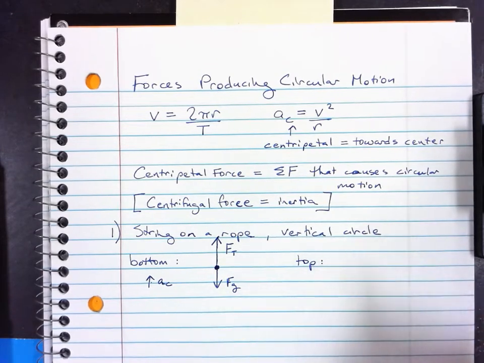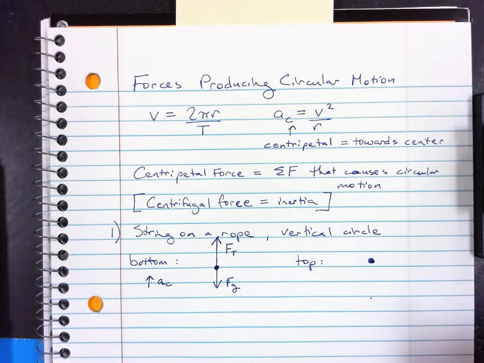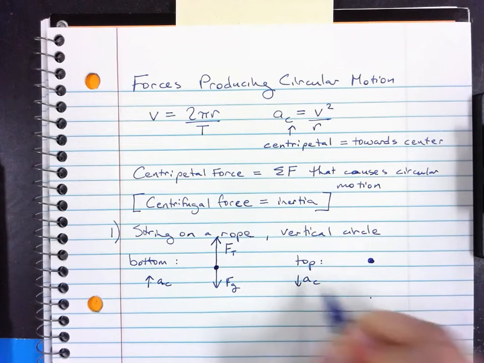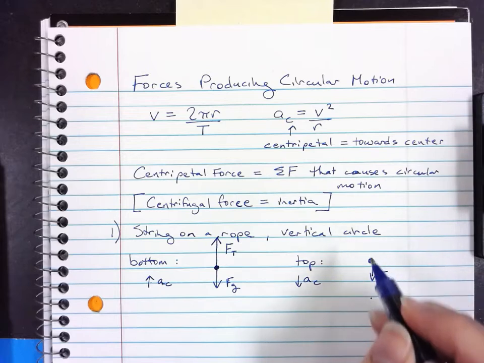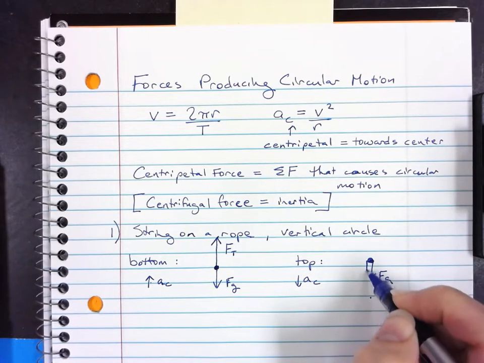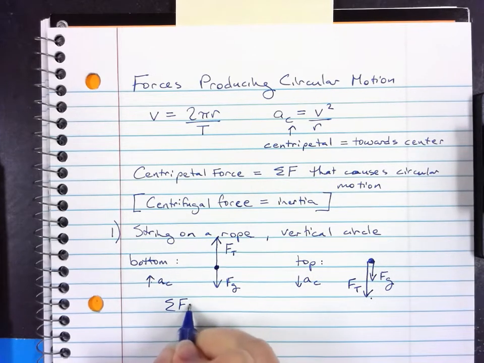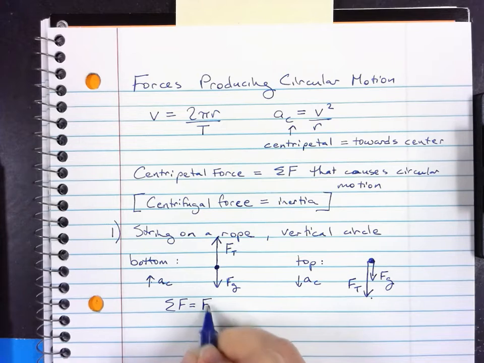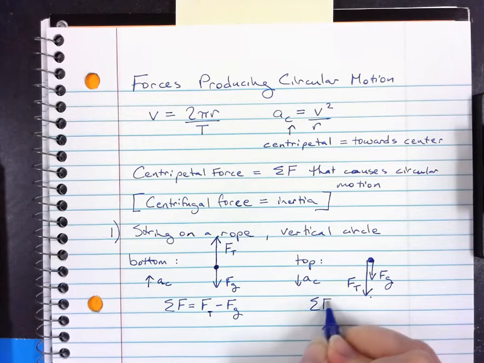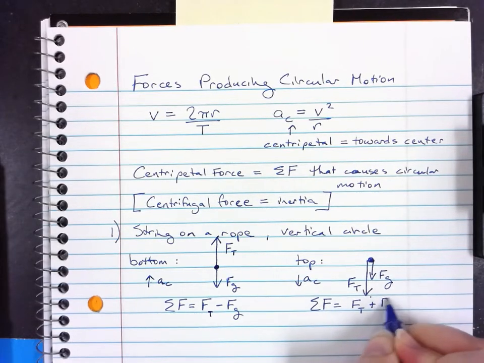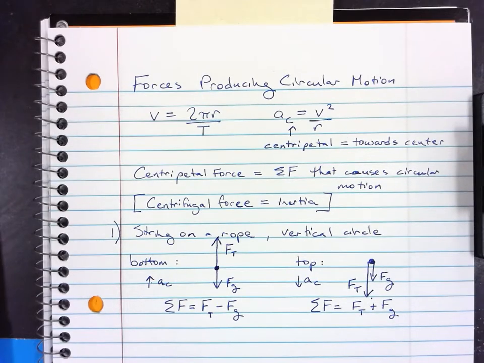At the top, we're at this location. The center of the circle is down here. So our acceleration is towards the bottom of the page. We still have gravity, and the rope is beneath this. So here, the net force would be the tension minus the force of gravity. Here, the net force is the tension plus the force of gravity. They're in the same direction. So that's our first example.